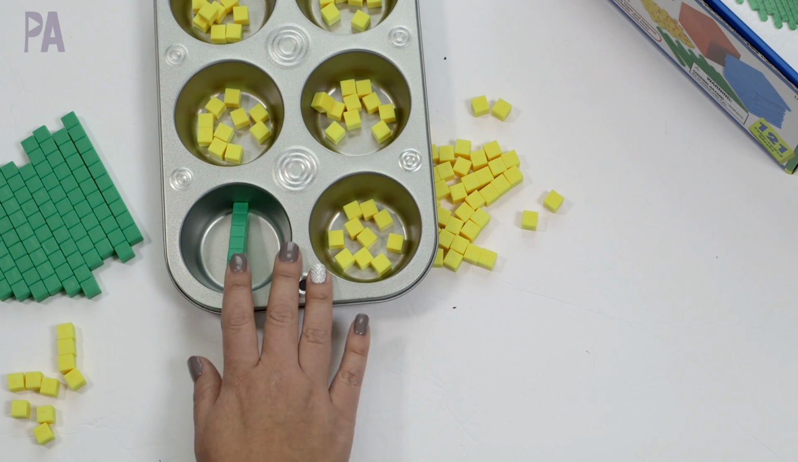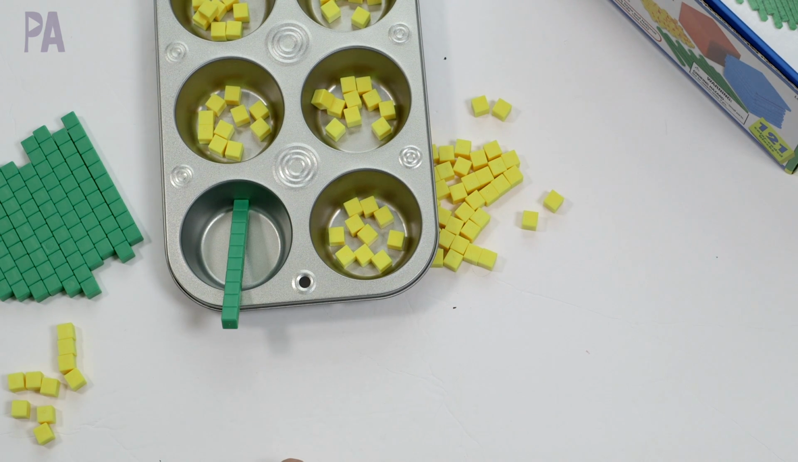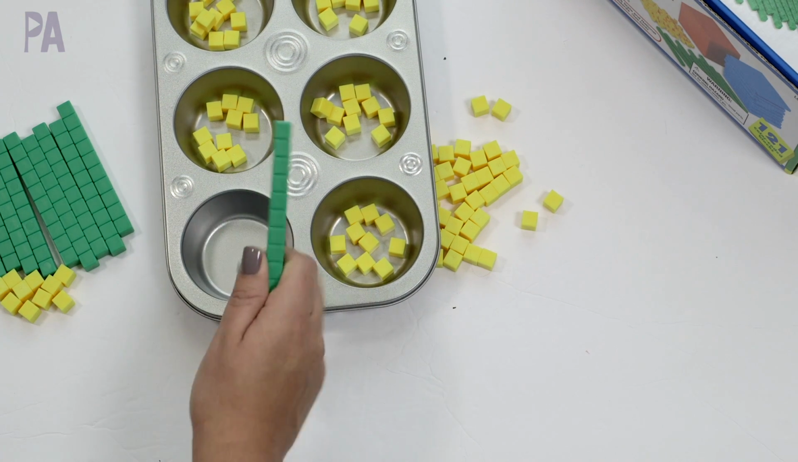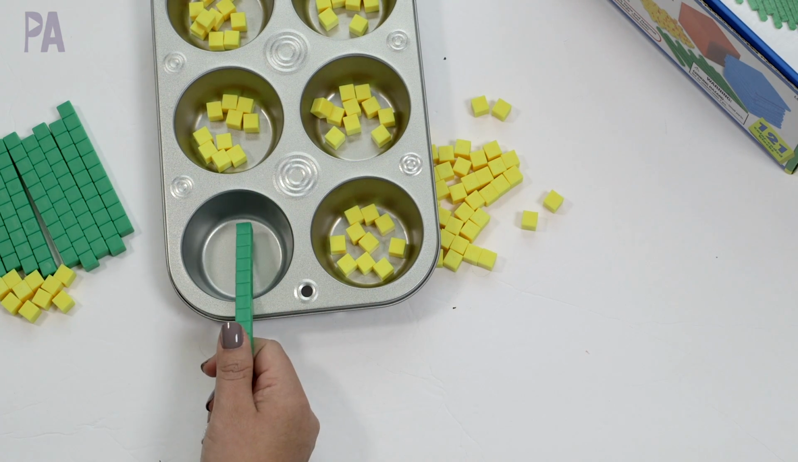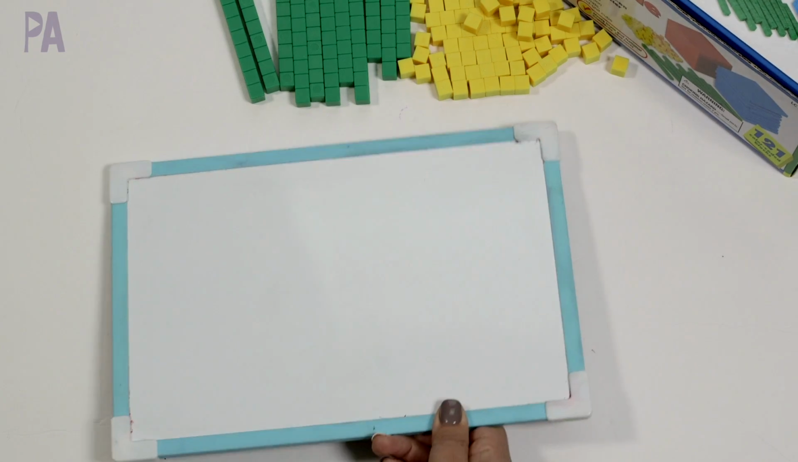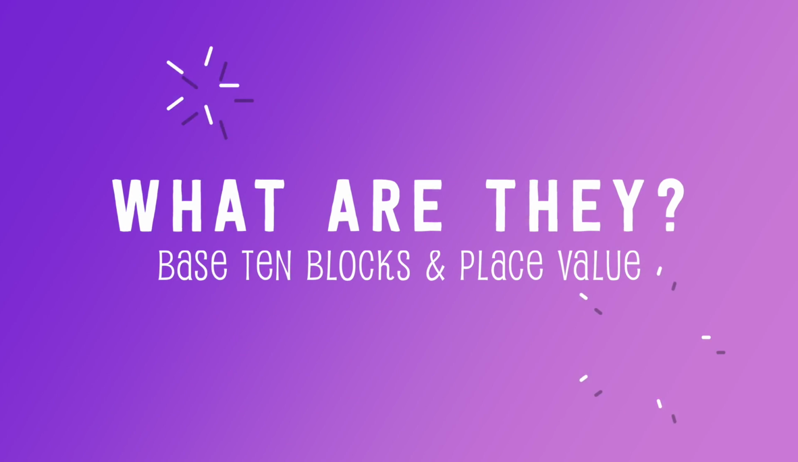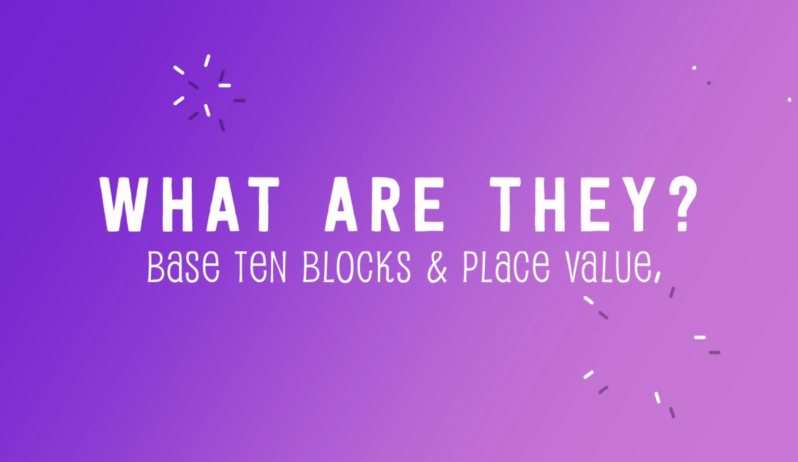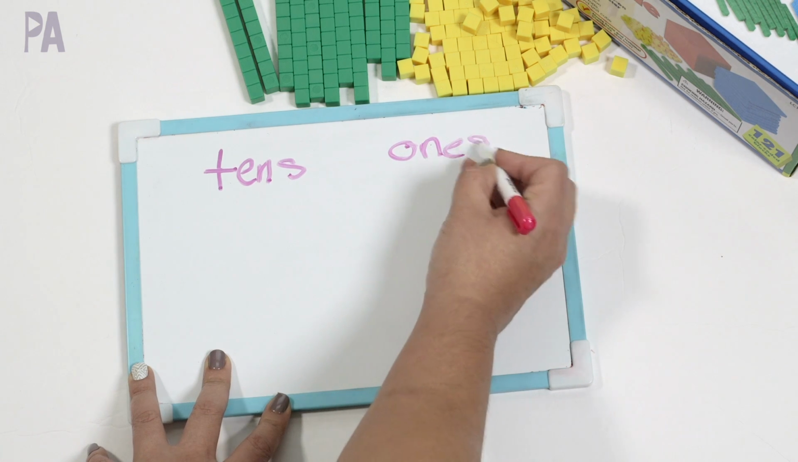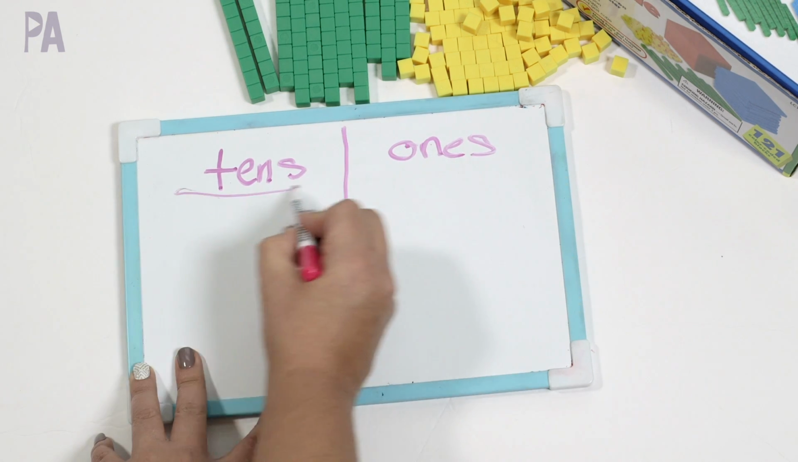Okay, so really take the time to understand how your child's processing this. Pay attention to what they do. Once they understand the equivalency of this green rod to the yellow blocks, you can move on to some other activities. I'm going to pull out my dry erase board, and I'm going to make a really simple, easy chart here, writing 10s on one side and 1s on the other side. And I'm gonna make it into kind of a little chart like that.